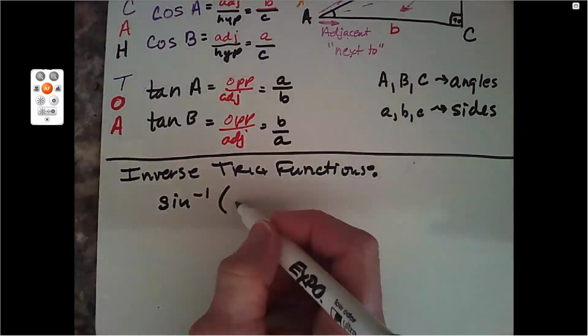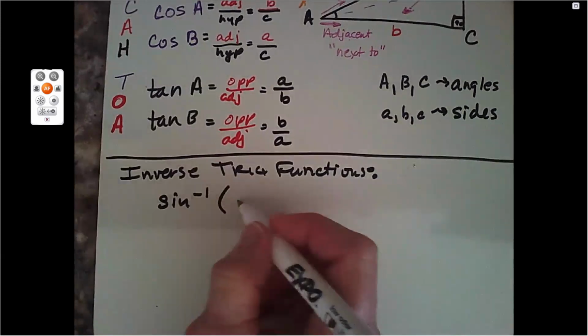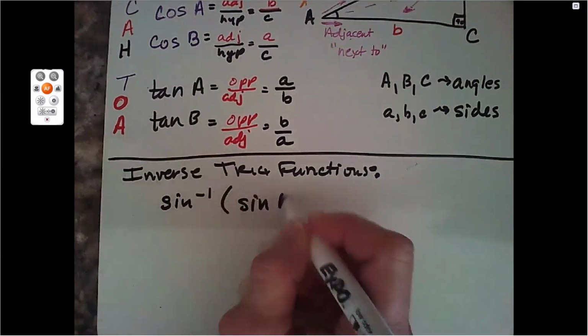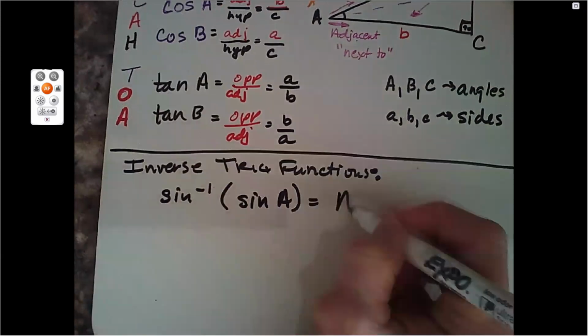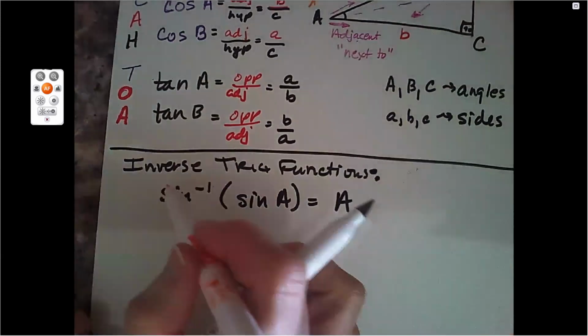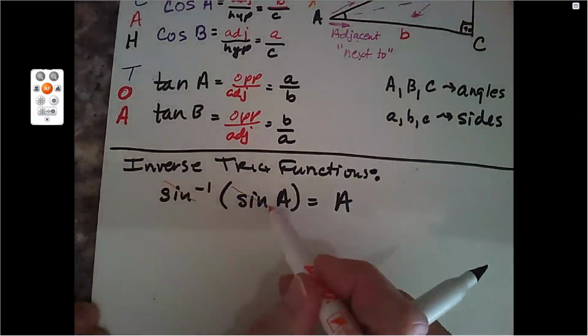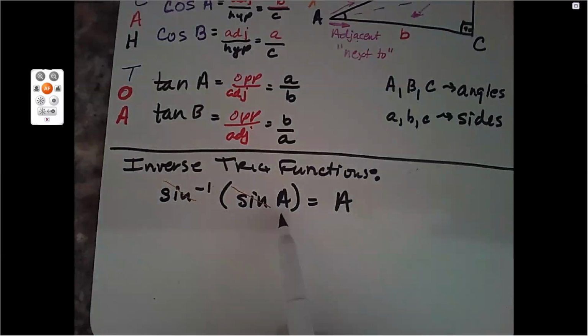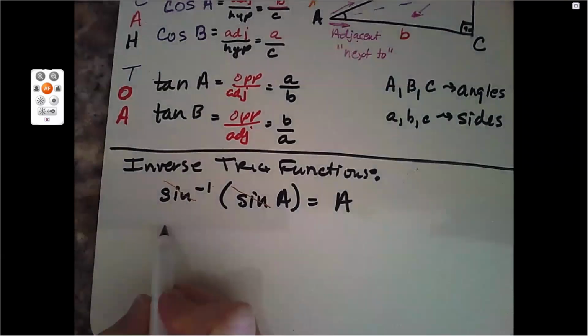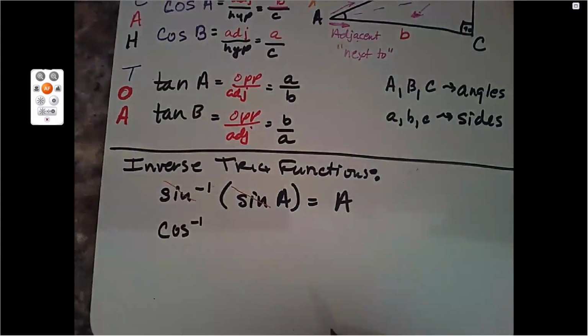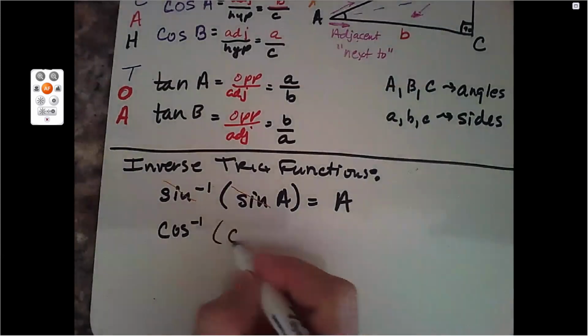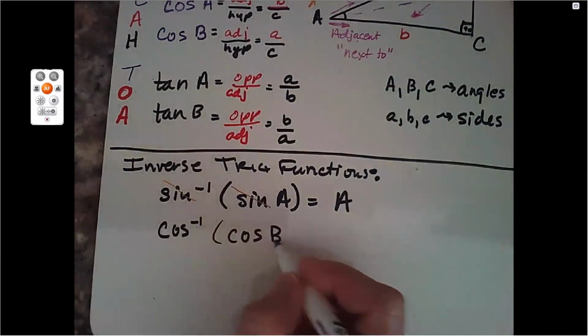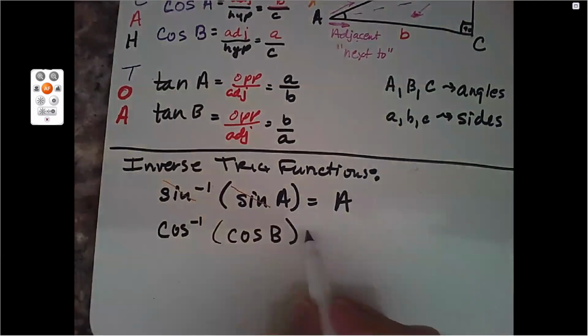So the inverse sine, or sine minus 1, of sine A is equal to A, because this cancels out this. And all we're left with is angle A. Then cosine minus 1, or inverse cosine, reverses cosine. Let's say B this time. It's going to cancel out my cosine. That's going to equal B.